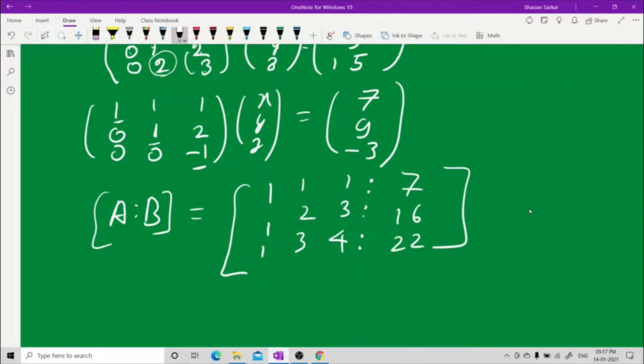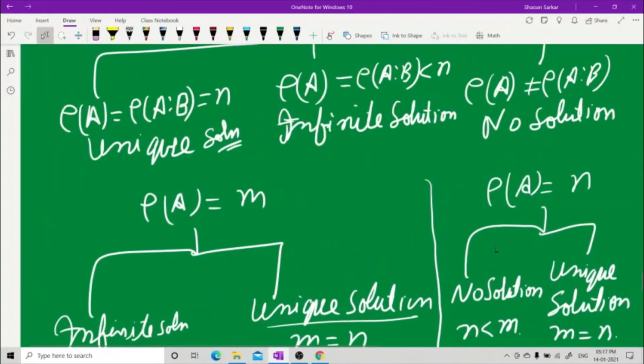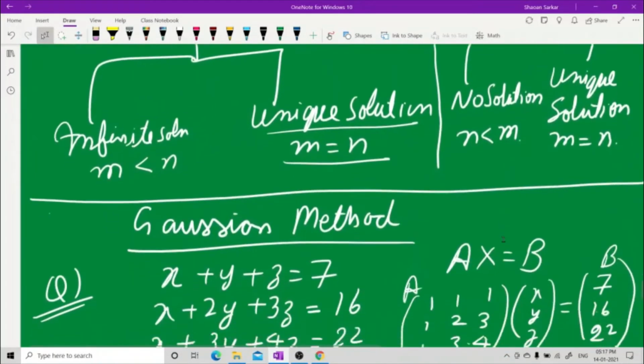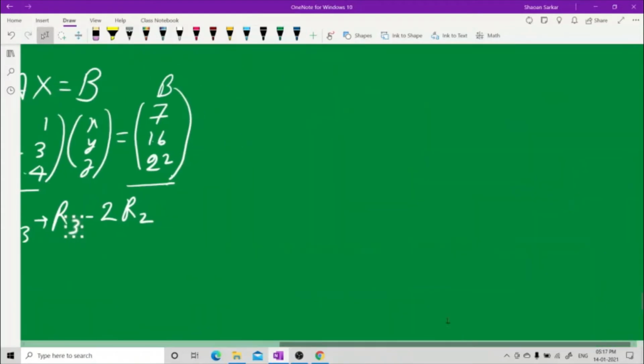Now the operations that I've done here, you are seeing it. This operation, this operation, this operation, this operation, and this operation.